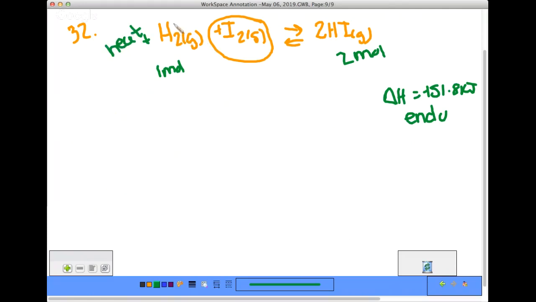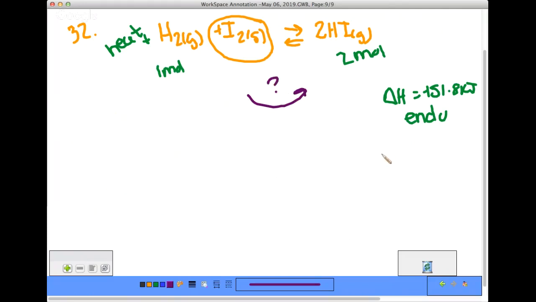So heat is a reactant. We want to know which would increase the equilibrium quantity of HI. So what we're looking at is how we are going to favor the forward reaction in this problem.